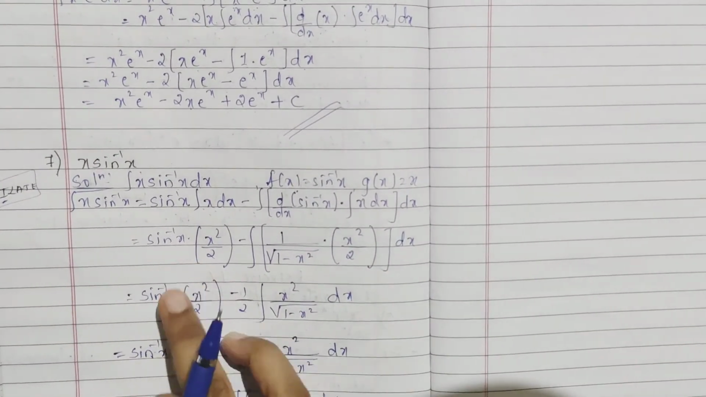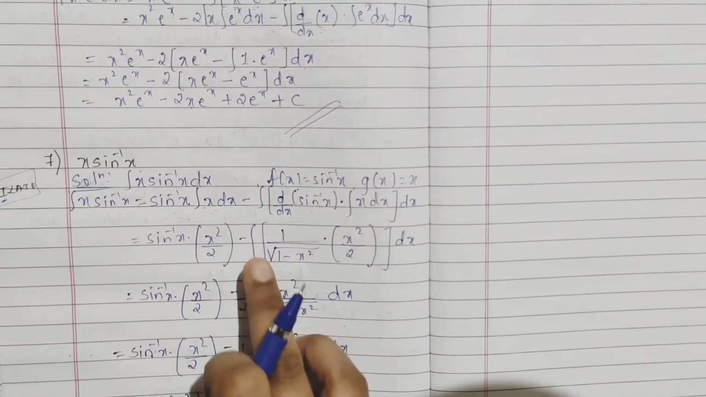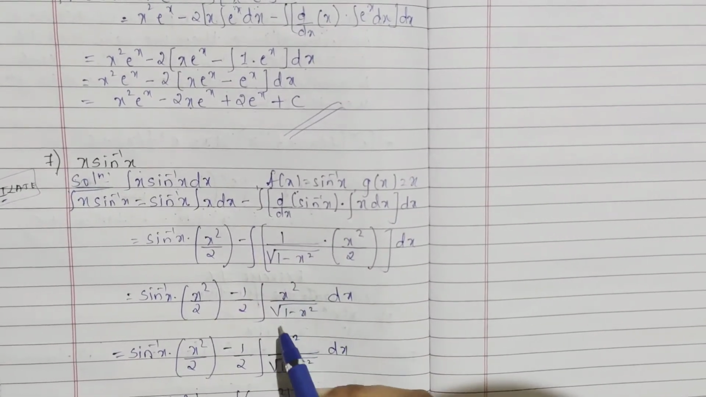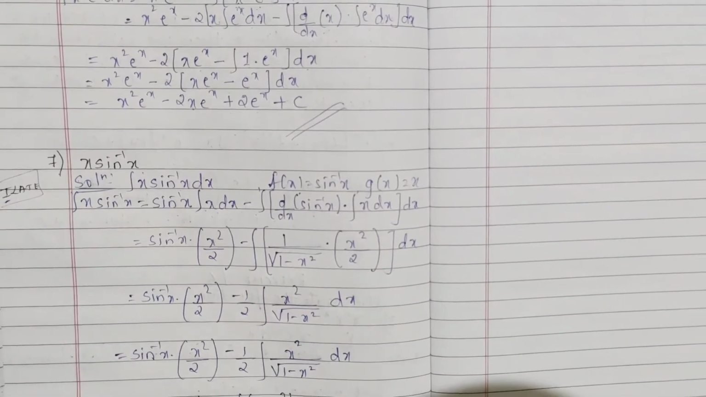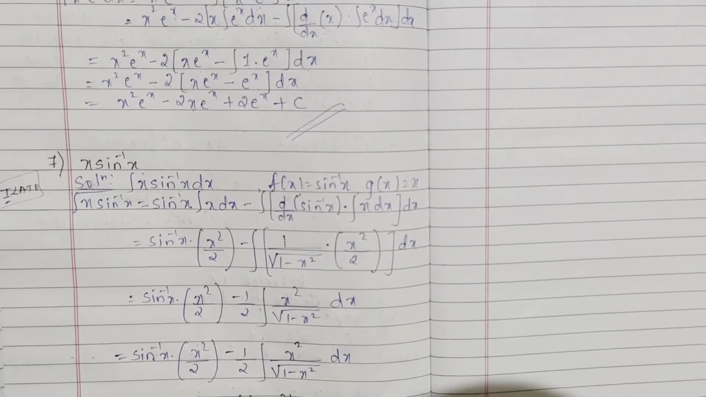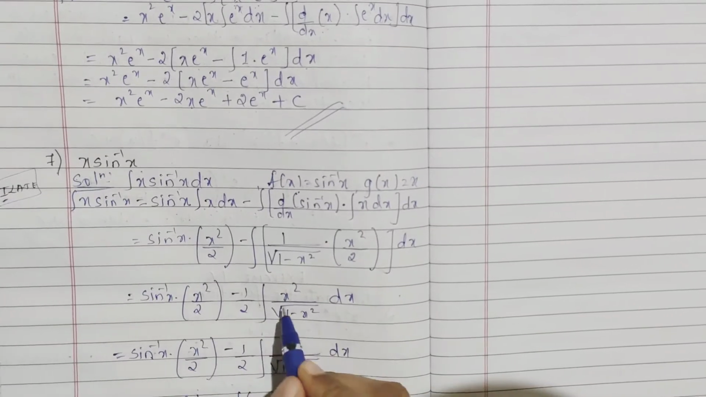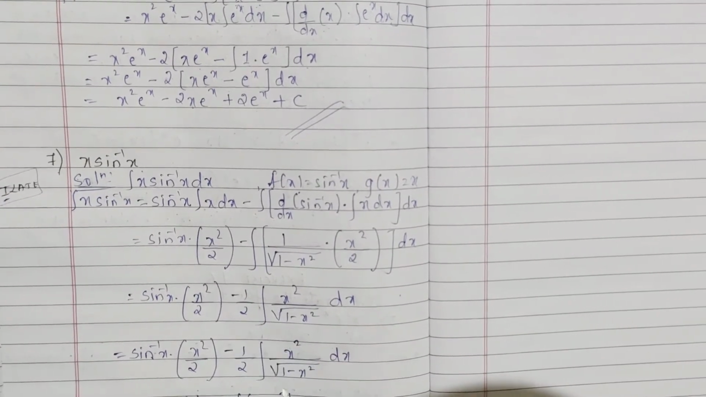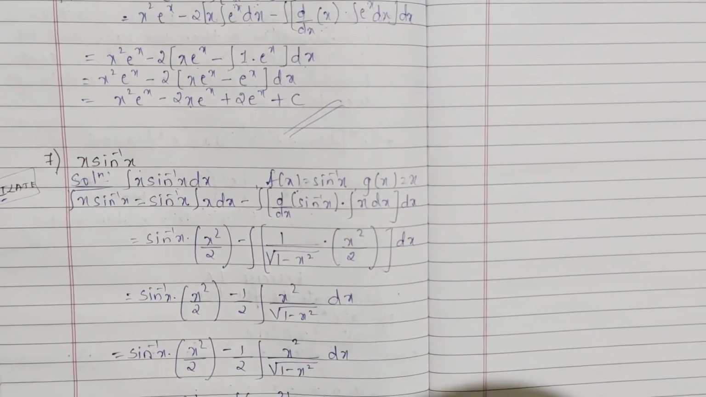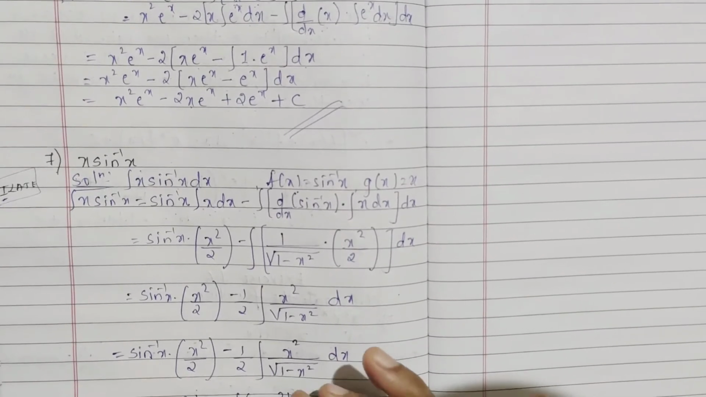Okay, so sine inverse x square by 2 minus here 1 by 2 I have taken outside, you will be having x square by root of 1 minus x square dx. So here you can see you can't go for substitution also, because if you take 1 minus x square you will get 2x, already 2 is in denominator, and you can't go trigo and all. So here we are applying a simple concept.